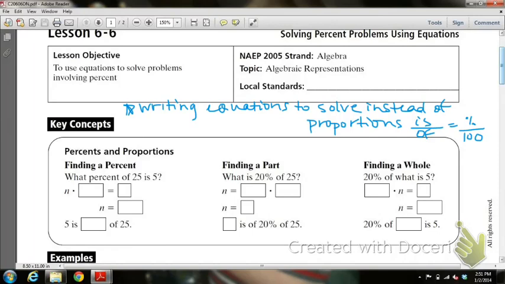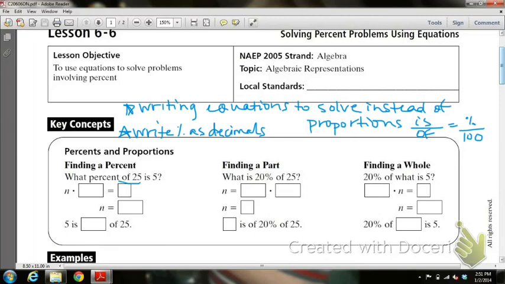So you can write an equation to solve, and the trick to this is that you want to write your percents as decimals. Okay, so what percent of 25 is 5? Sorry, I said 50 at first, but it's 5.